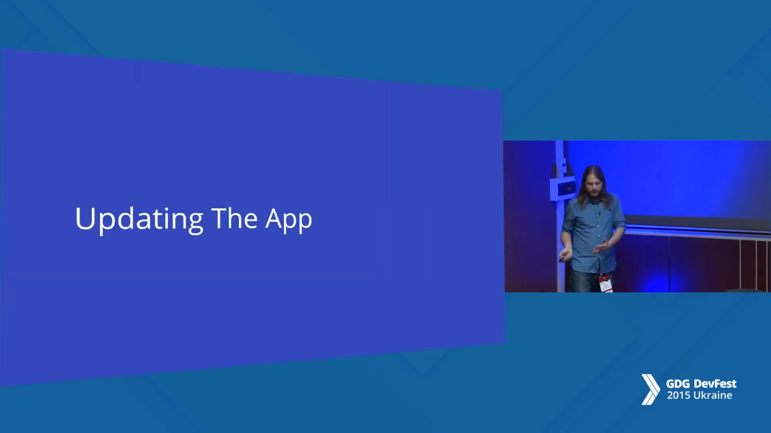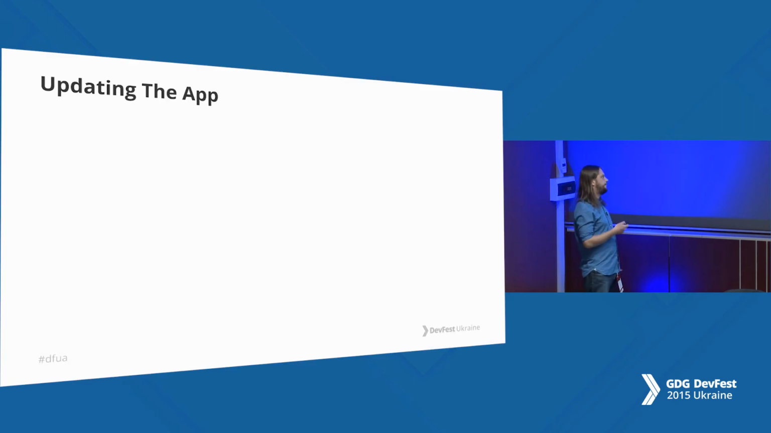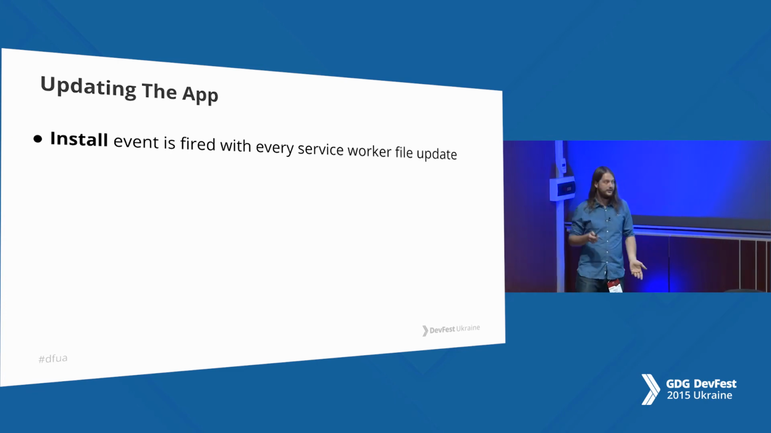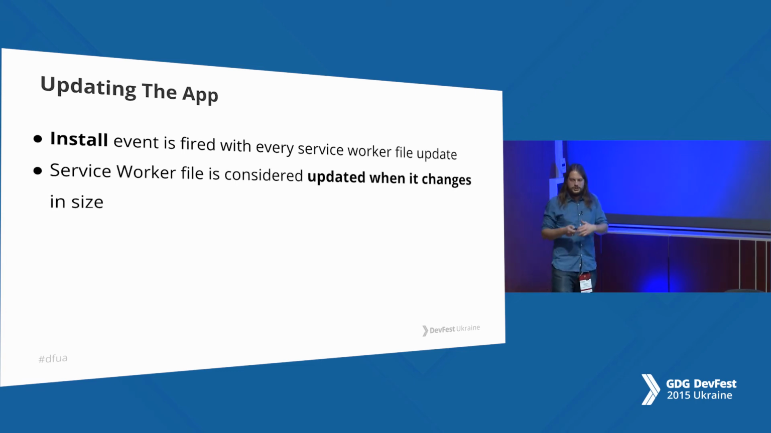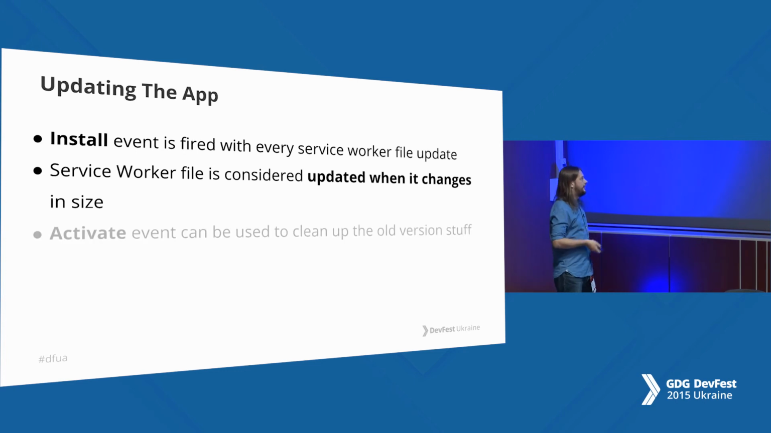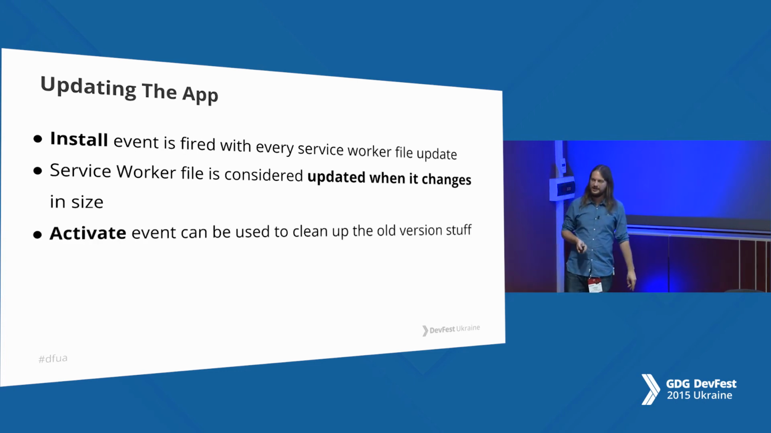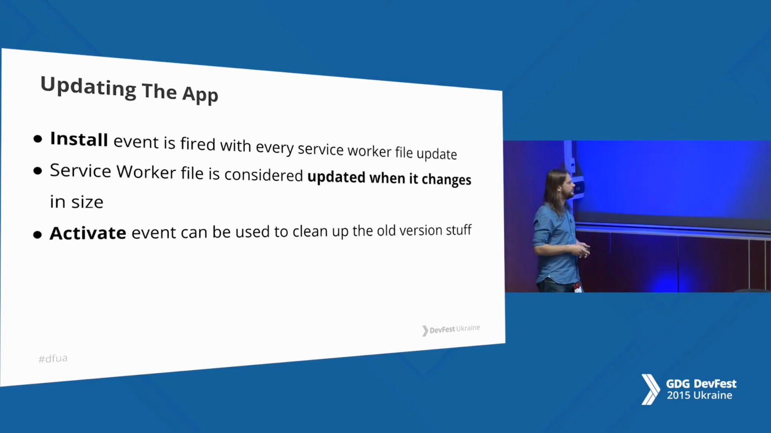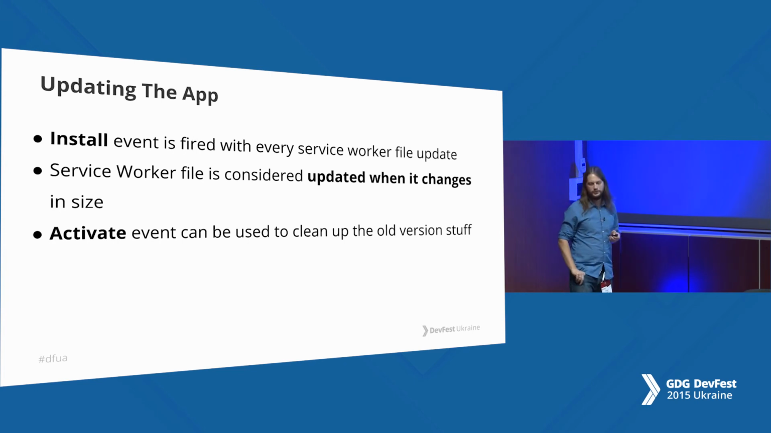And after you install the app, of course, you will need to update the app. And here, let's look at some basic points of updating the app. So the install event is fired. You already saw this event, and you need to know that it is fired every time the service worker file is updated. It is considered updated when it just changes in size. So if you, for example, just alter some version in it, it will be considered updated. And the activate event is another event that can be caught in a service worker, and it is used to clean up the old version stuff.